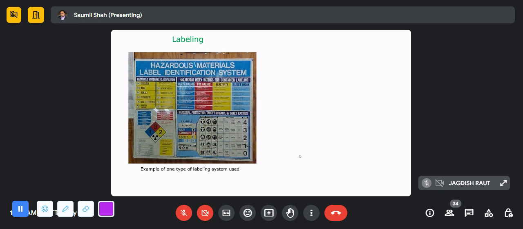as well as when the chemical is being transferred from the tanker. This is required, as well as on the drums in which you are transferring any chemical. This label is required to be mentioned. It is a standard requirement as well as a customer requirement.